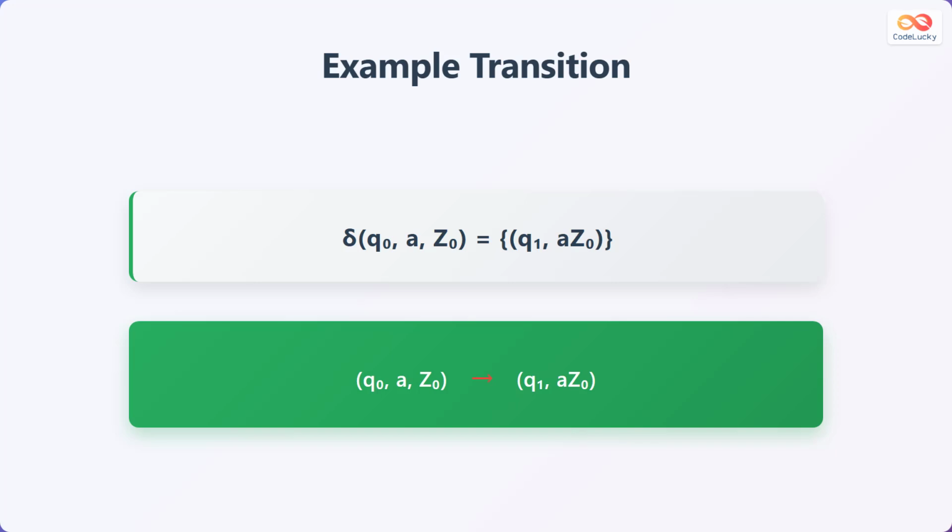Let's look at an example of a transition in a pushdown automaton. The transition is defined as delta(q0, a, Z0) = {(q1, AZ0)}. This expression reads as, from state Q0, upon reading the input symbol and having Z0 on top of the stack, the machine moves to state Q1 and replaces Z0 with AZ0 on the stack.